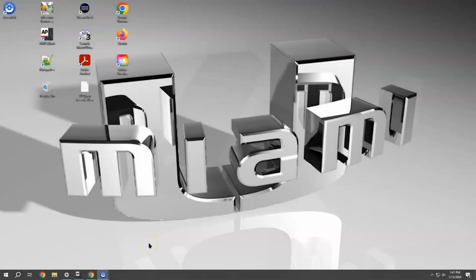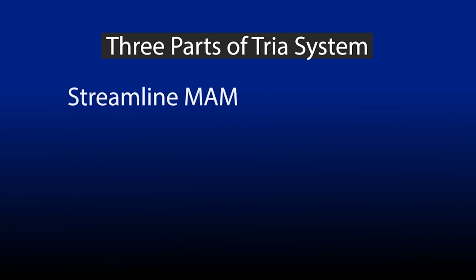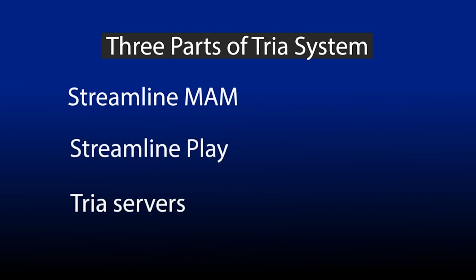In this tutorial, we're going to talk about the Tria workflow and how we go about getting clips off of the hard drive and putting them into the server for playback. First thing to note is that for Tria, there are actually three main parts of the system. There's the Streamline MAM, there is the Streamline Play, and then there's the Tria servers themselves.